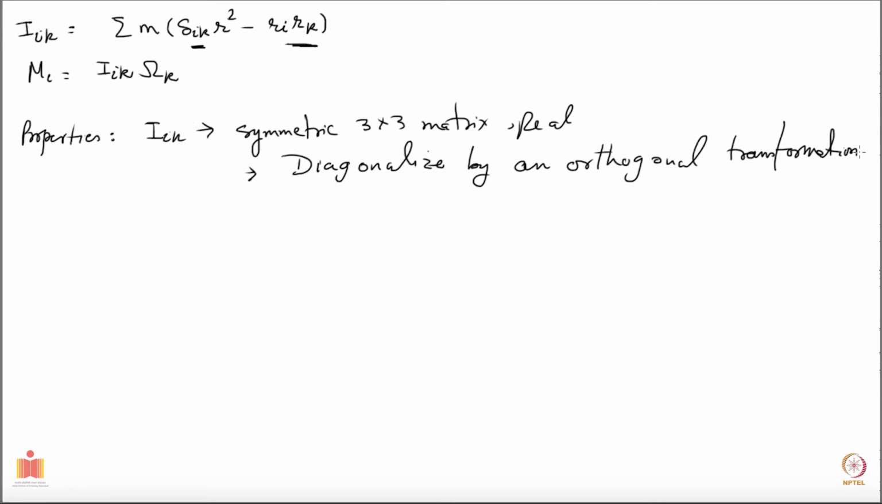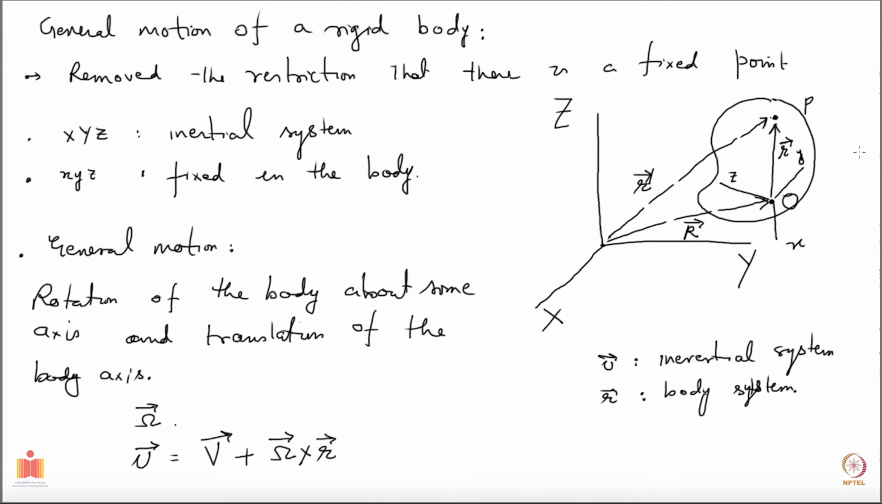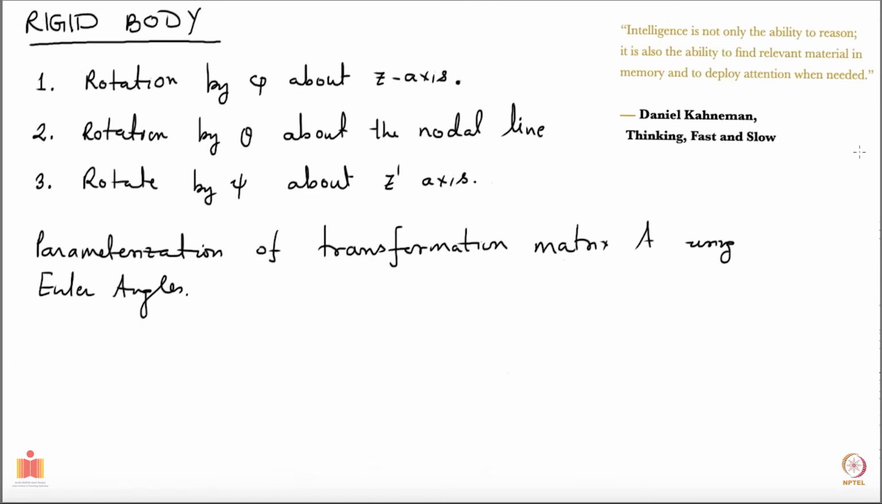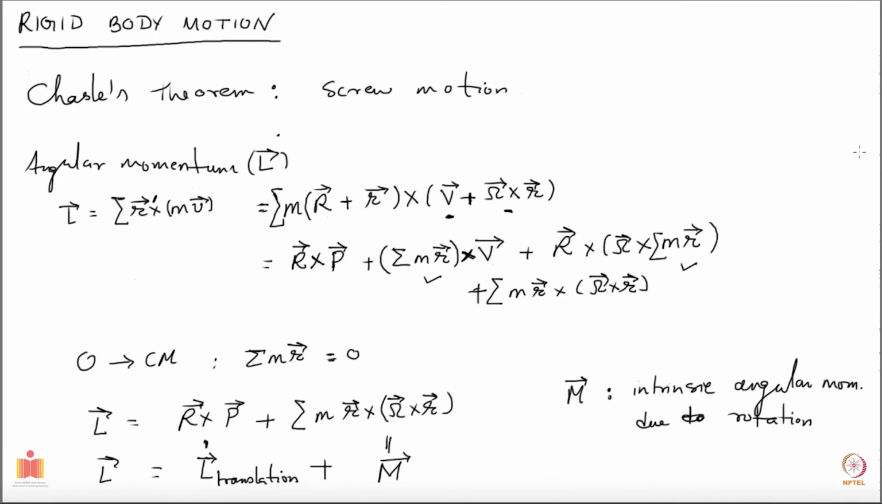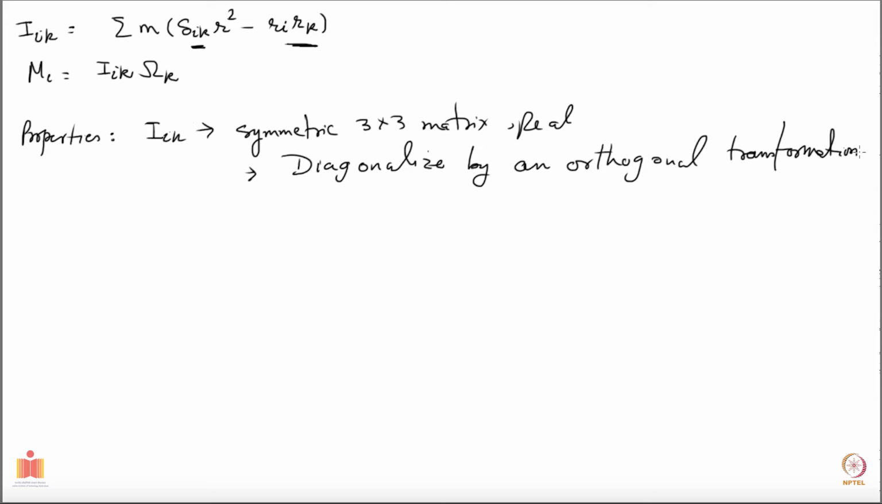Let me go back, and I wanted to show that quote again which I wrote down. I found this very nice quote somewhere. Let me read this out. This is one of my very favorite books. "Intelligence is not only the ability to reason, it is also the ability to find relevant material in memory and to deploy attention when needed." So the relevant material at this moment is that this is a symmetric matrix and it is diagonalizable by an orthogonal transformation. And this is what we encountered when we were looking at oscillations. So we'll come back to this again.